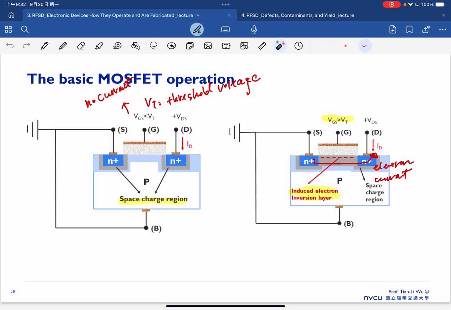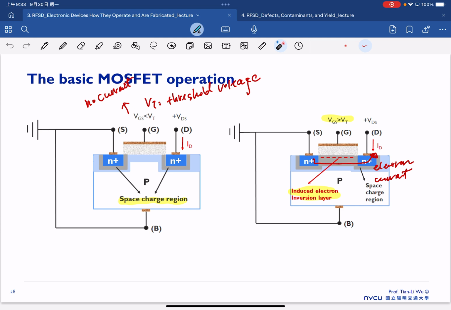Therefore we expect there's no current. One thing worth noting is that because we have the PN junction already formed between the substrate and drain, and also the substrate and the source, we have the space charge region in between. The space charge regions between drain to substrate and source to substrate highly determine some of the non-ideal effects.